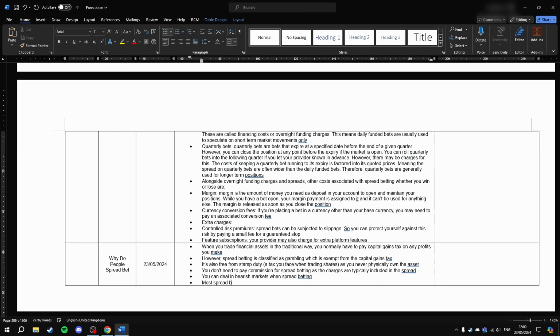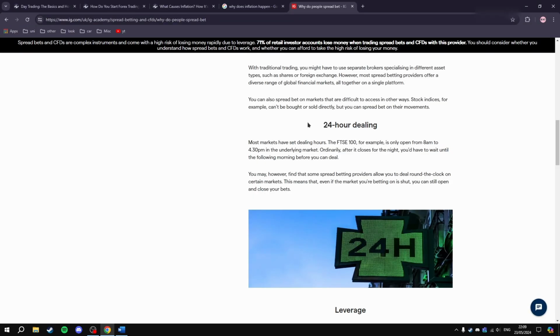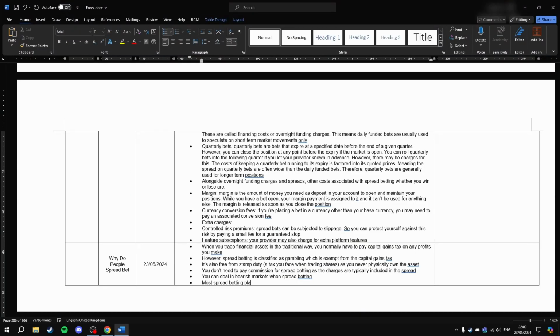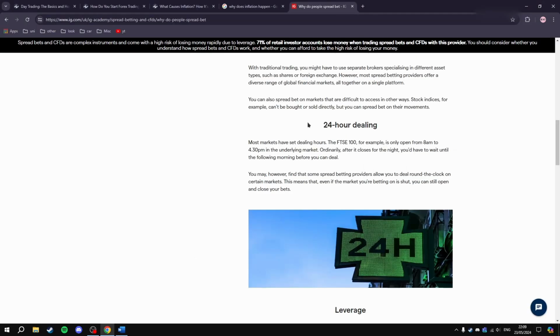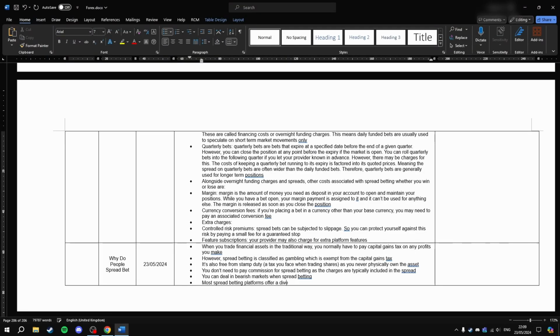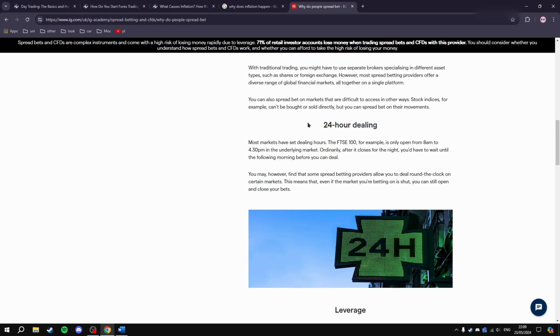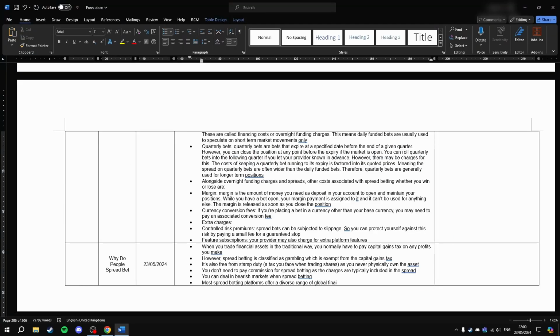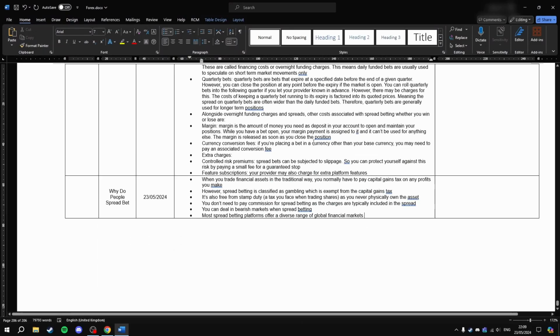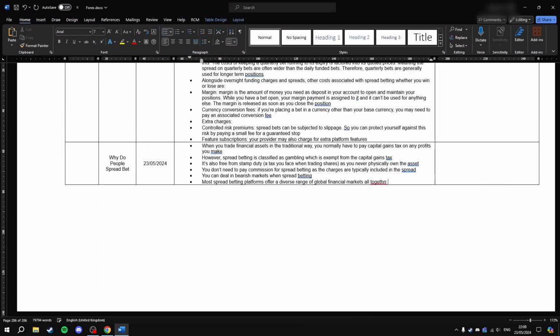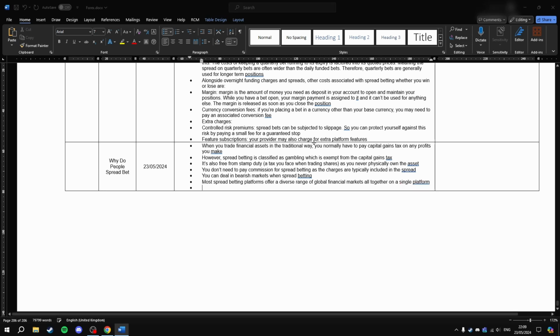Most spread betting platforms offer a diverse range of global financial markets all together on a single platform.